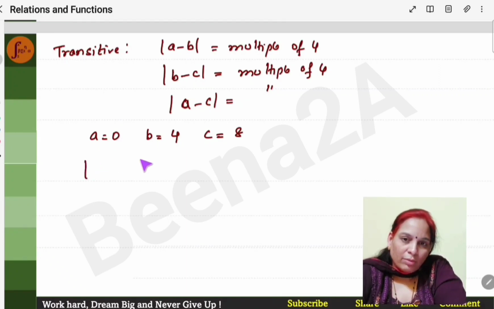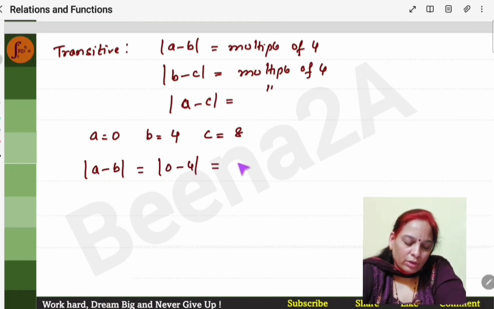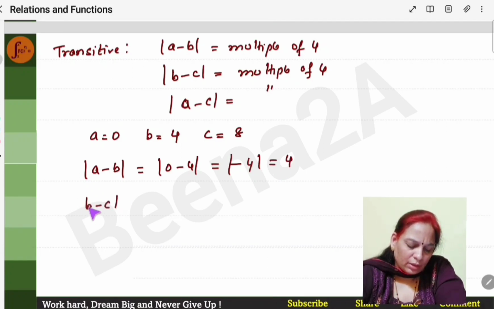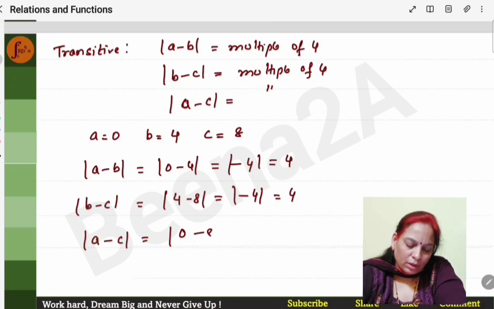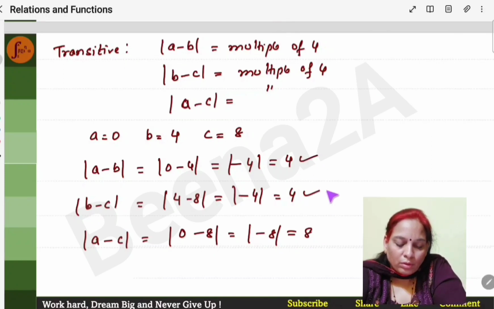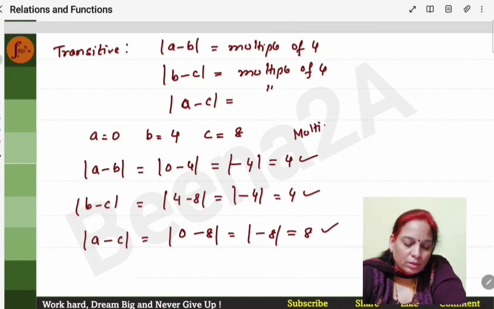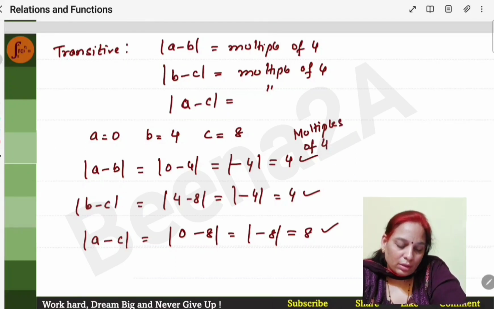Now if I take modulus of a minus b, I'll get 0 minus 4, which is modulus of minus 4, which is 4. Now I'll take the b minus c case, that is 4 minus 8, which is minus 4, which is 4. Now I'll take the a minus c case, which is 0 minus 8, which is minus 8, and 8. Now if you notice, all these three are multiples of 4, right?